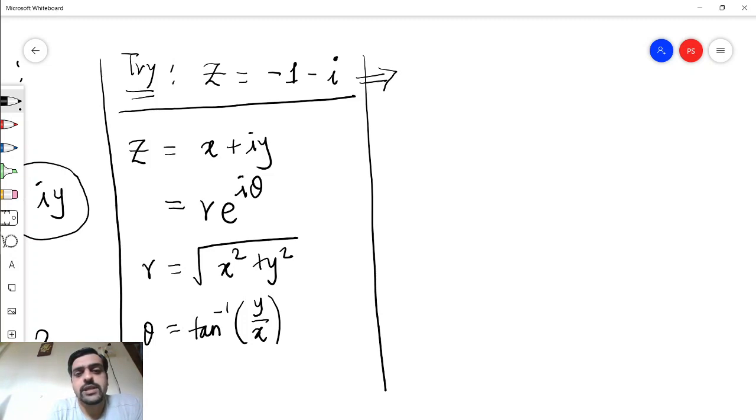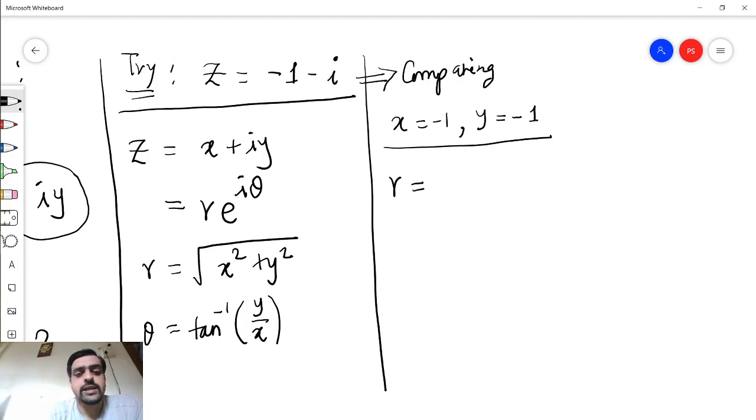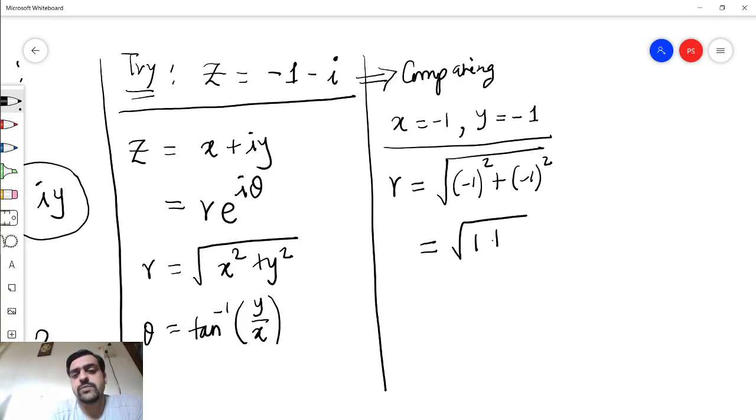So if we compare this with the standard form, we get x is equal to minus 1 and y is equal to minus 1. Fine. So we can directly go and write r equal to root of minus 1 squared plus minus 1 squared, which is root of 1 plus 1. So r equals square root of 2.